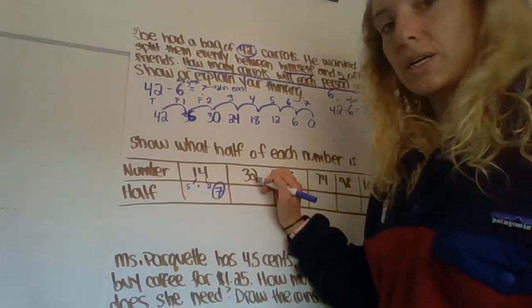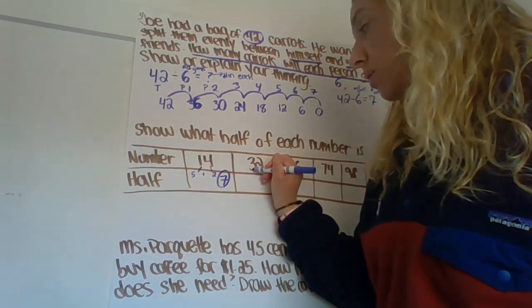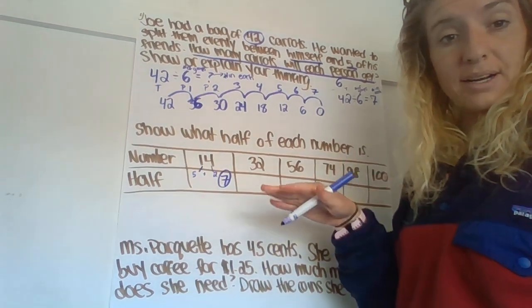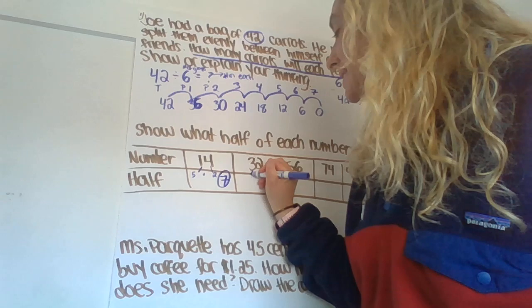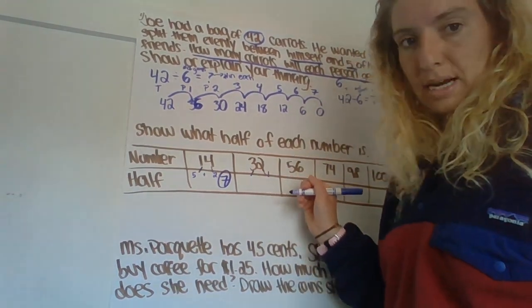Now let's look at 32. There's another way that we can do this. You might just know that half of 30 is 15. If you just knew that in your brain, that's fantastic. Not everyone does. So instead, I can say, okay, I know half of 2 is 1, already done there.